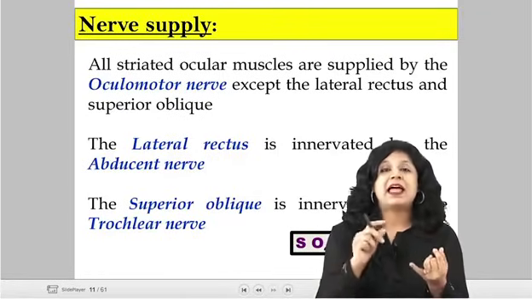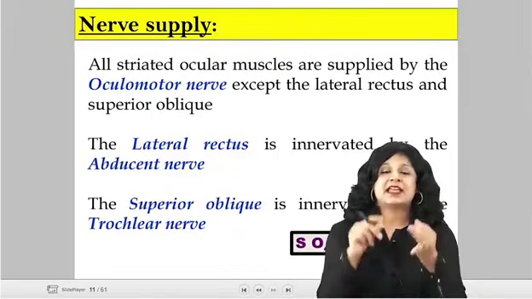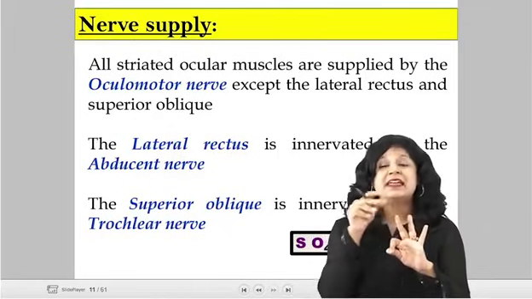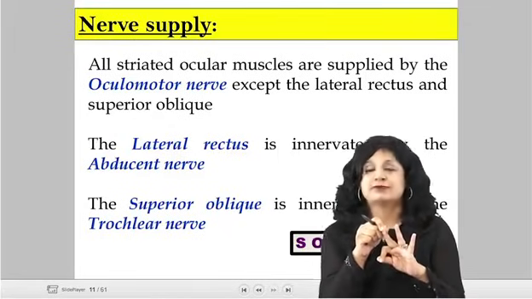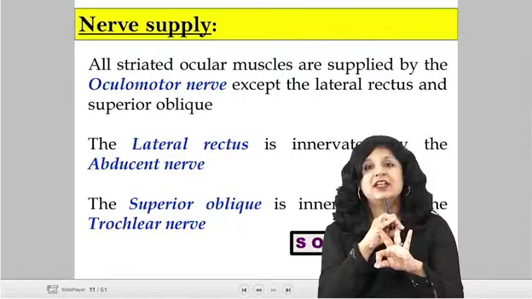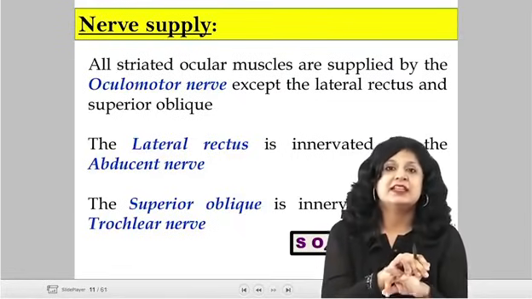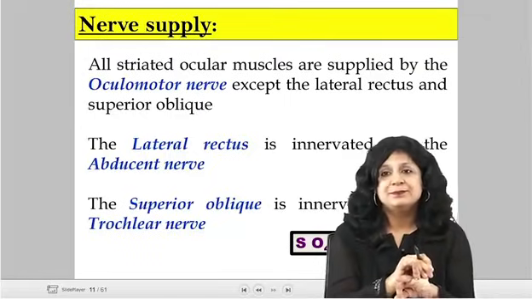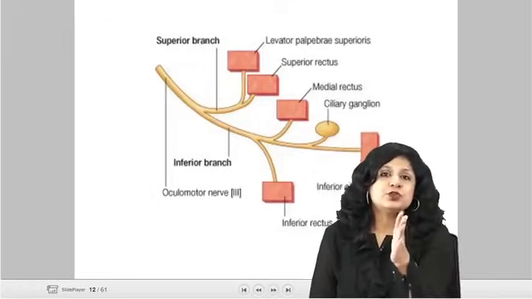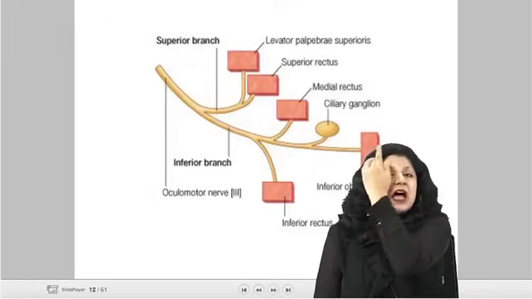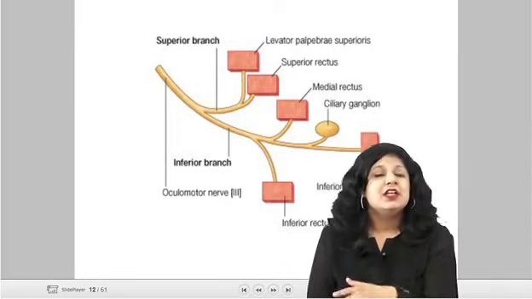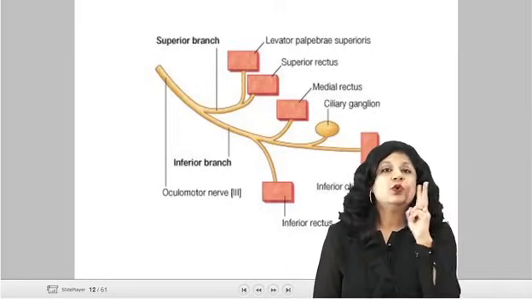So all are supplied by the third nerve except SO4 and LR6. So always remember: SO4, superior oblique by the fourth nerve, LR6, lateral rectus by the sixth nerve, and the rest by the third nerve. Now, most of the extraocular muscles are supplied by the oculomotor nerve, that is the third cranial nerve. This third cranial nerve has got two branches.